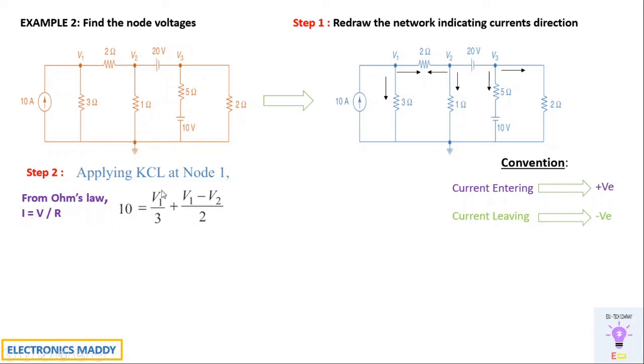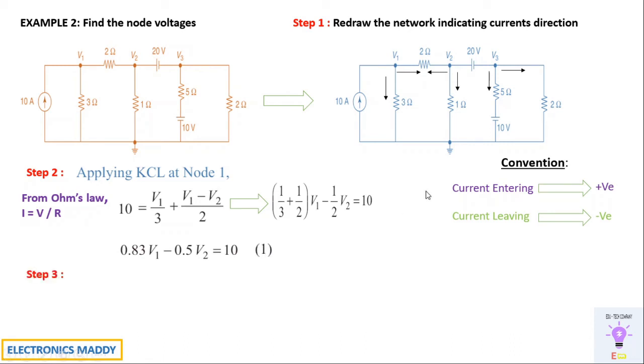However, with respect to I in these two cases, we have written with respect to Ohm's law, that is V by R. So this can be further simplified by taking common factors, and we'll be getting this as equation 1. So we'll be labeling that as equation 1.